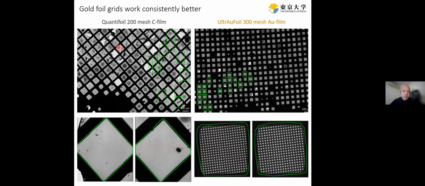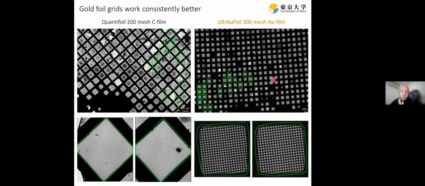You see here on the left the carbon grid that we were using before switching to the golds. And we switched by accident because I ran out of the carbon film Quantifoil. So I had a box of the UltrAuFoils, and then I tried them. And after seeing the first few data sets, we were all sold on the gold foil grids. So you see here the carbon grids, more broken squares. Of course, this is a larger mesh, so bigger squares, so less protected by the grid bars. On the right, you see the gold foil grid.